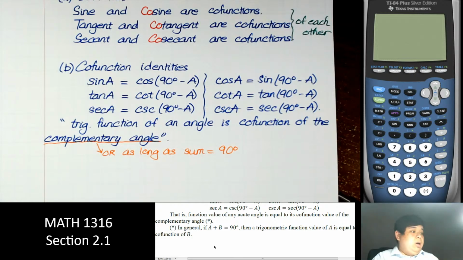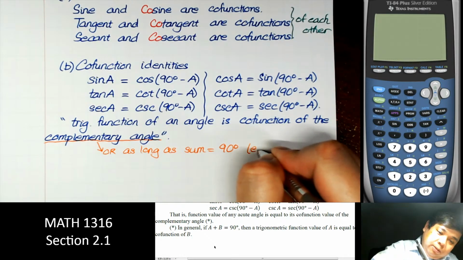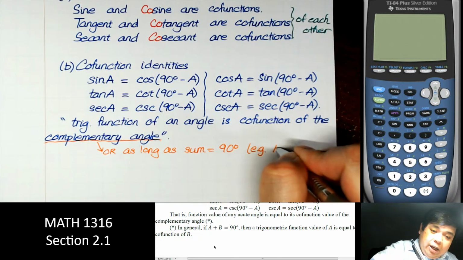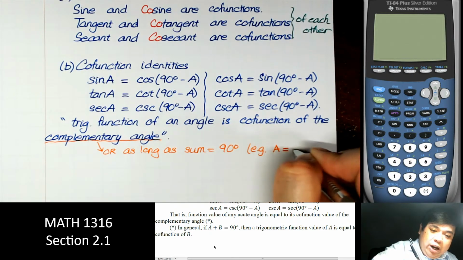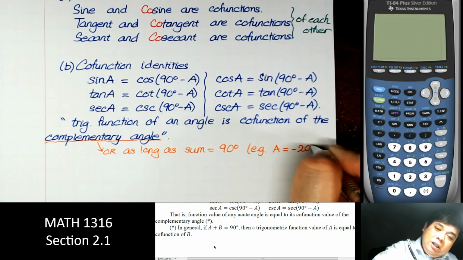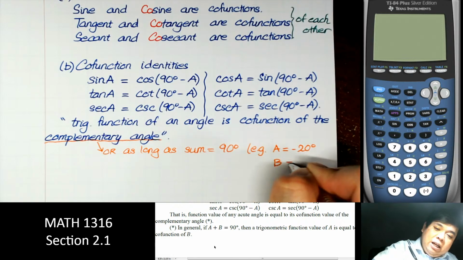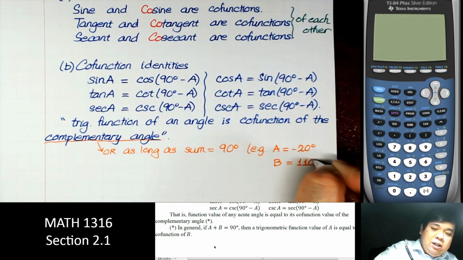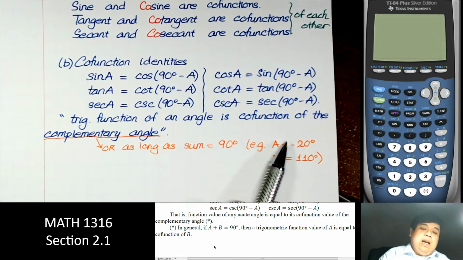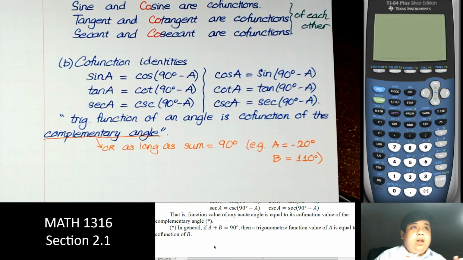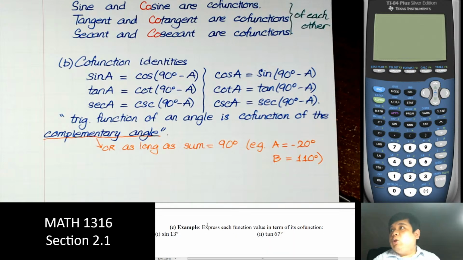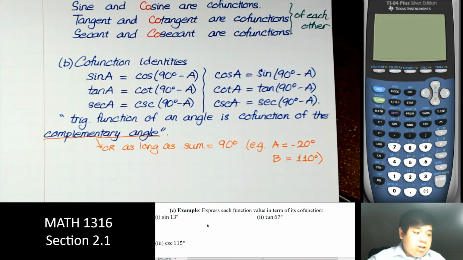So for example, if we say angle A is equal to negative 20 degrees and angle B is 110 degrees, they add up to 90 degrees. So that still works. It doesn't have to be an acute angle. It doesn't have to be between 0 and 90 degrees. This theorem will work for sure. Right, let's see how it works.